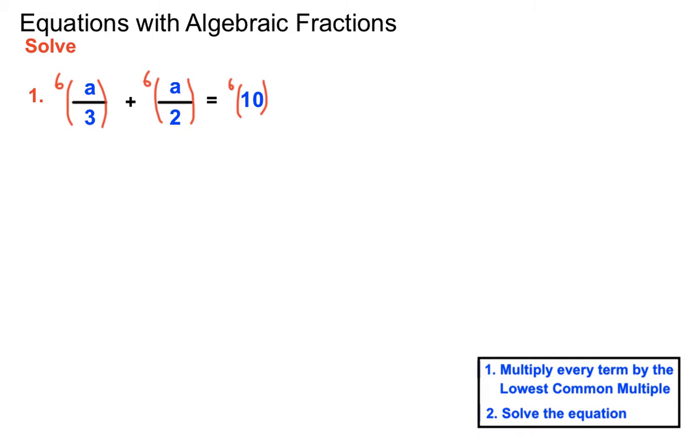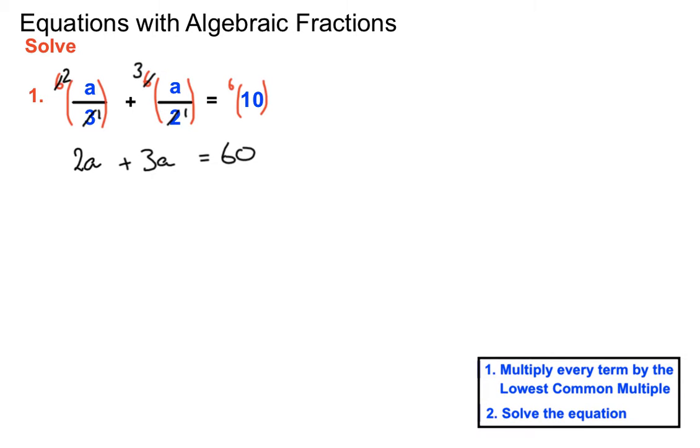Now we'll do a bit of cancelling. The bottom 3 in the first fraction goes into the 6 twice. The bottom 2 of the second fraction goes into the 6 3 times. And then what happens is the 2 multiplies by the a to make 2a. So up here, the 2 that is resulting from our cancelling multiplies by the a. And then the 3 multiplies by the top there as well. So whatever's left after the cancelling multiplies with the top of the fraction, and 6 times 10 is 60.